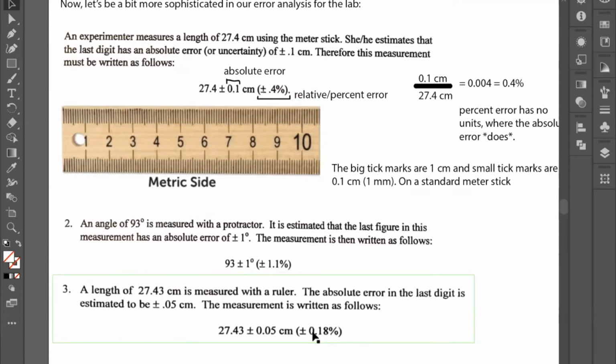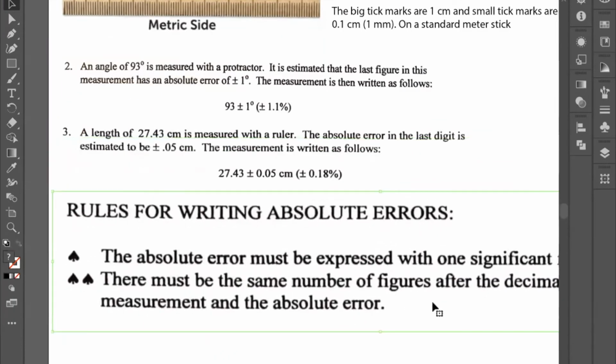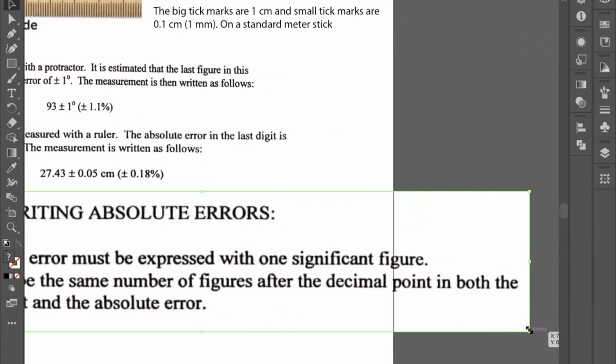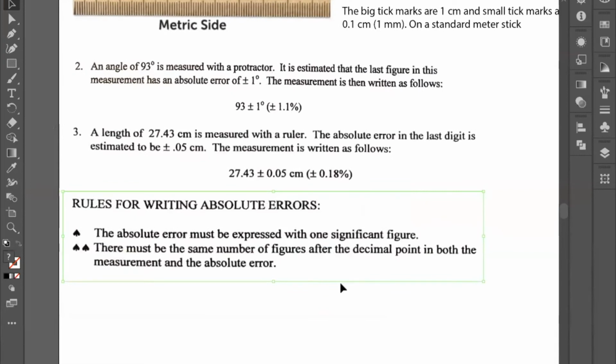So the rules for writing absolute and relative errors. The absolute error must be expressed as 1 sig fig. And there should be the same number of significant figures after the decimal point in both the measurement and the absolute error. So basically, these should line up here. If you had more digits after here, they're meaningless. Any digits you have after here mean absolutely nothing because they're overwhelmed by your absolute error.